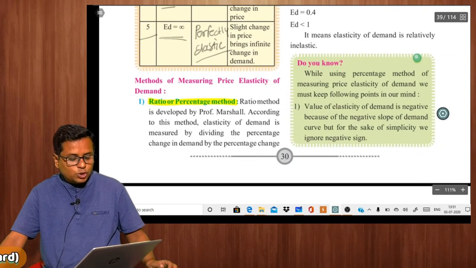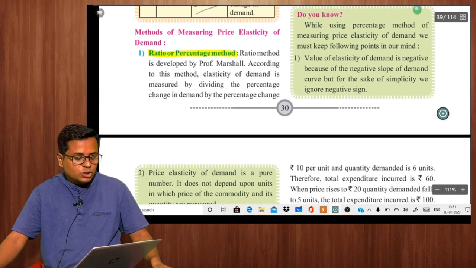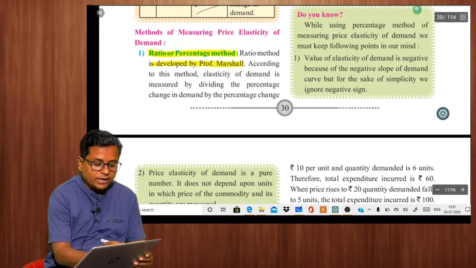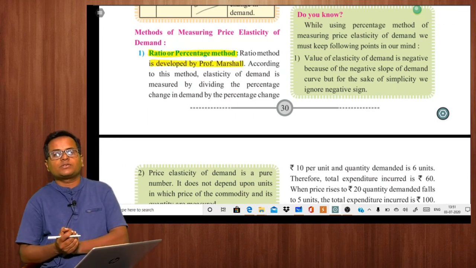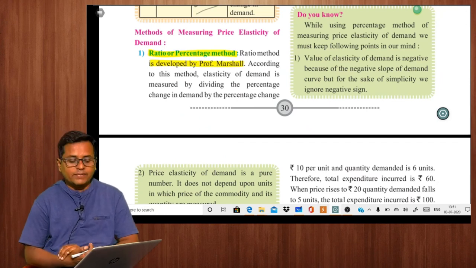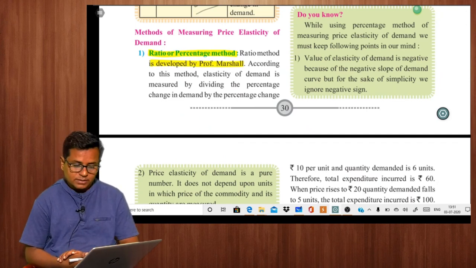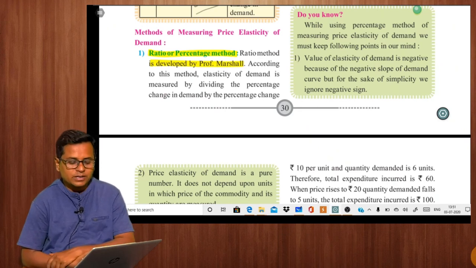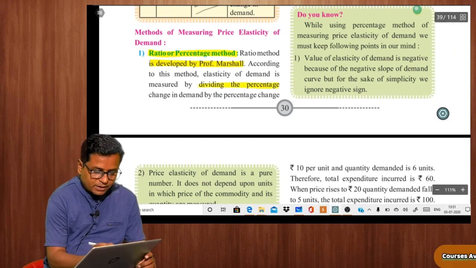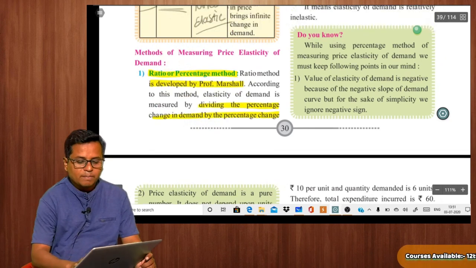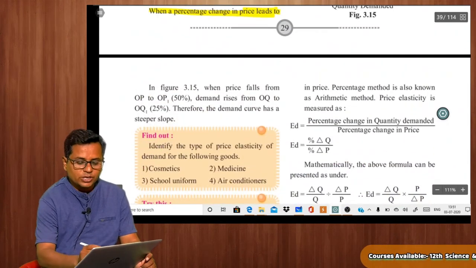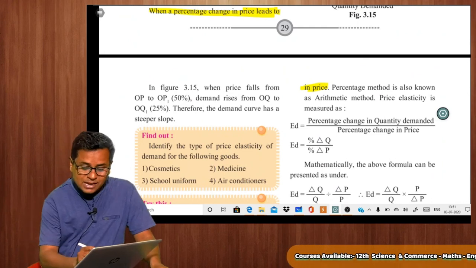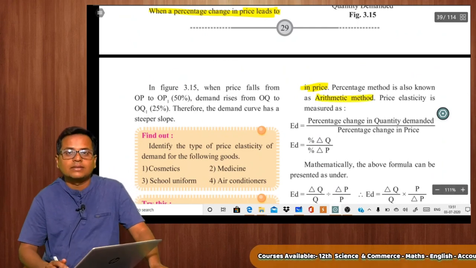Number one, ratio method or percentage method. This method is developed by Professor Alfred Marshall. According to this method, elasticity of demand is measured by dividing percentage change in demand by the percentage change in price. This method is also known as the arithmetic method.